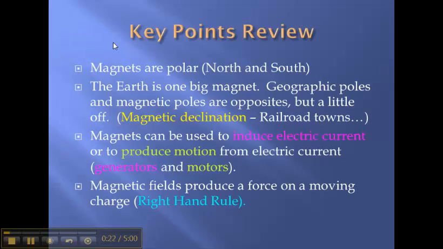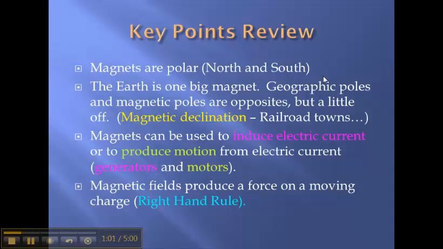So some key things: magnets are polar. They have north and south poles. The Earth is actually one big magnet. We have our geographic poles and our magnetic poles, but they're opposites. In other words, our geographic north pole is the direction we call north, but that's also close to our magnetic south pole, because the north end of the compass is attracted to a south magnet. So the south magnetic pole is the north geographic pole, or they're close.